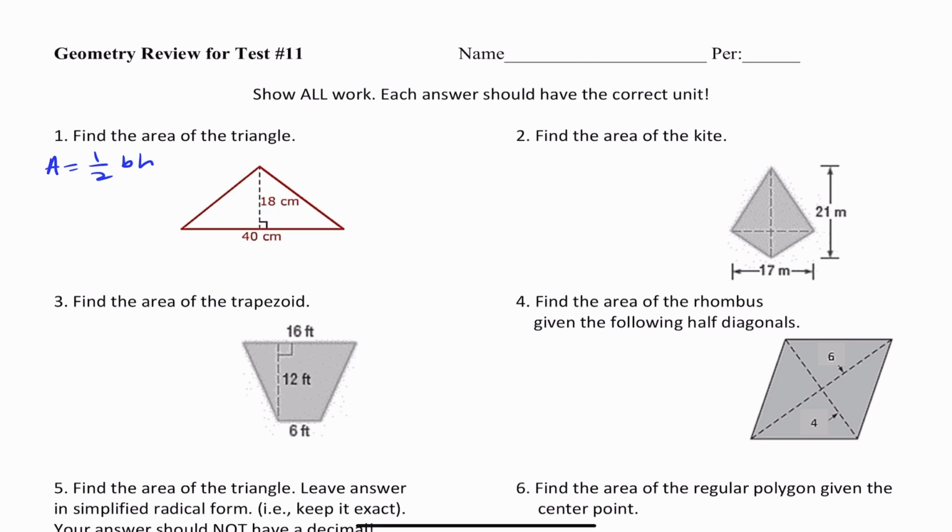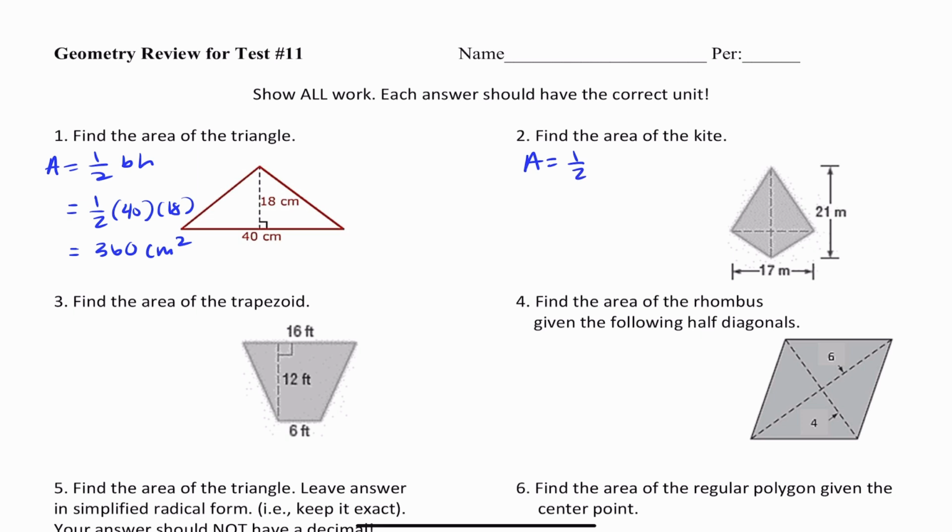So I'm going to go ahead and write 1/2 times 40 times 18, and 1/2 of 40 is 20, so 20 times 18, that's just going to give me 360. So since we're dealing with area, remember we're going to square our unit, so this is going to be 360 square centimeters.